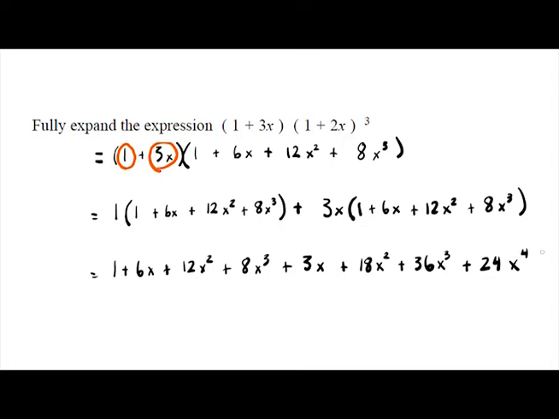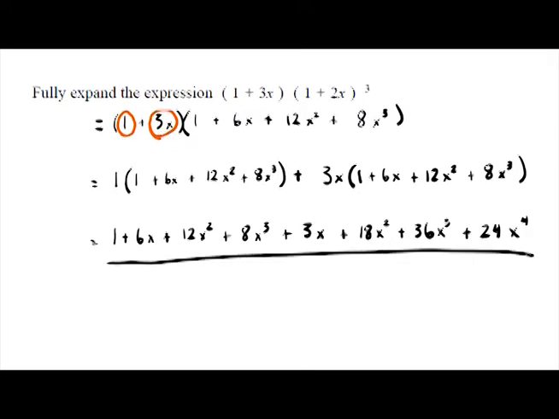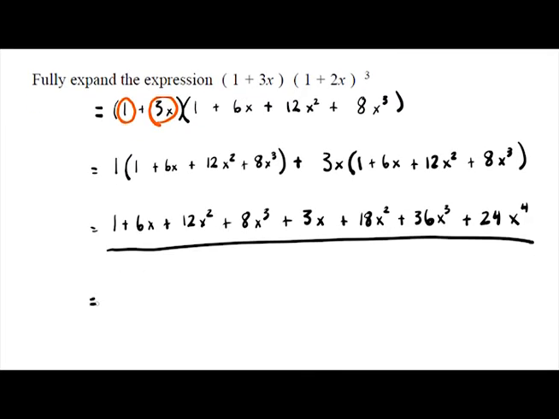So there we have our final solution, but we see that we have several terms that we can combine. So we start by searching for those. We have 1, plus, then we see 6x. Is there another term with an x? Yes, 3x. 6x plus 3x, 9x.